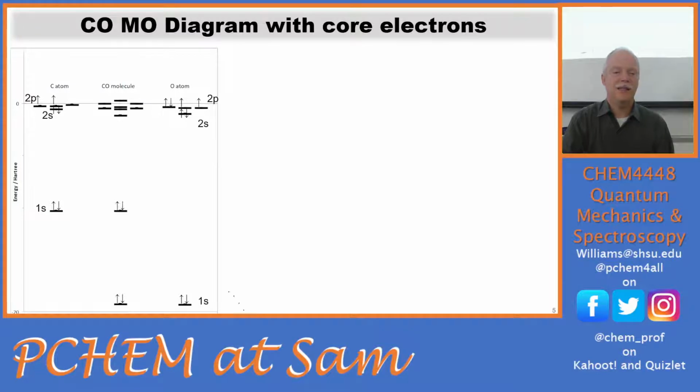Does it make sense that this 1s orbital is so much lower in energy for the oxygen than the carbon? Look at the periodic table.